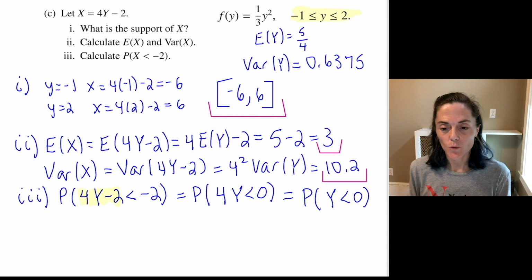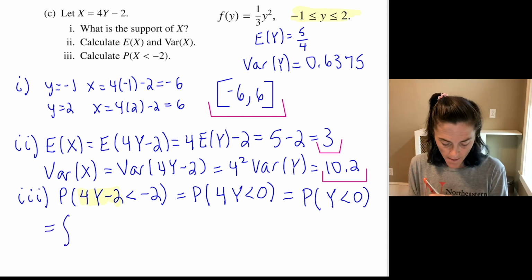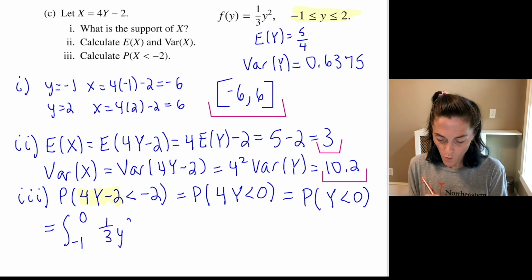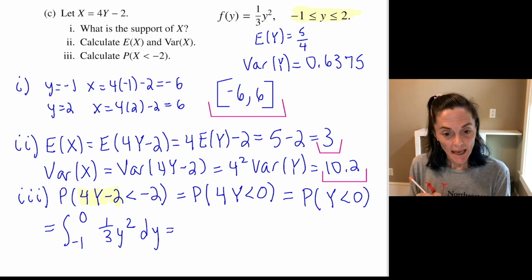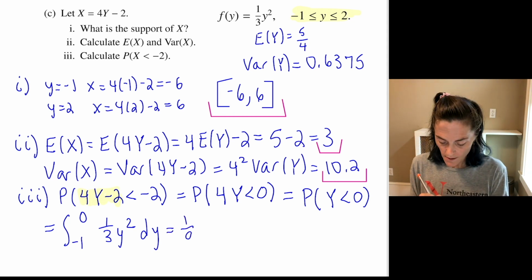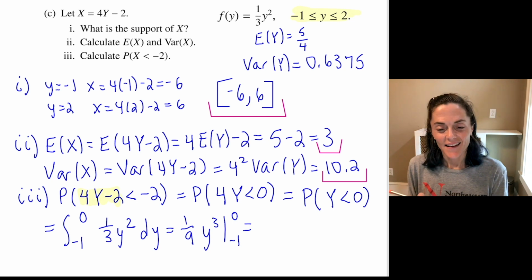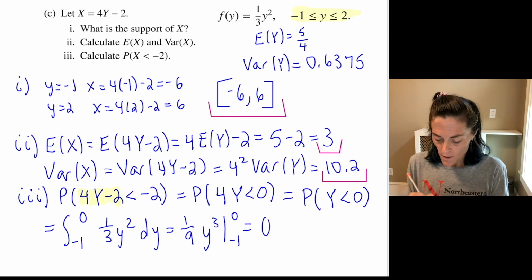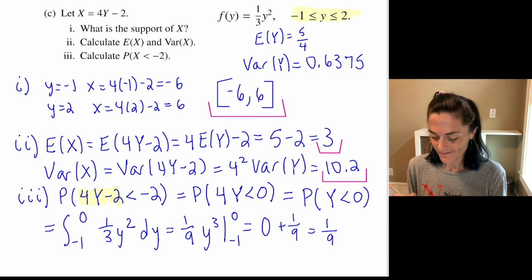Now we have something to integrate. So this would be an integral. Y ranges from -1 to 0 of 1/3 y squared dy. And I get 1/9 y cubed. We evaluate between -1 and 0. This will be 0, really, plus 1/9. And so my answer is 1/9.